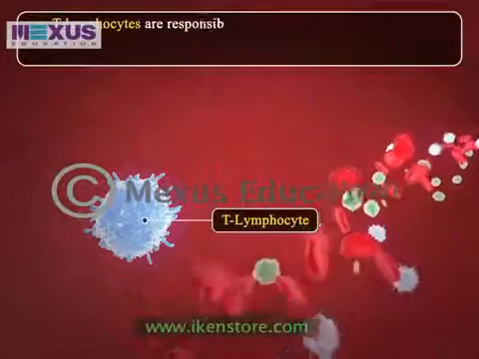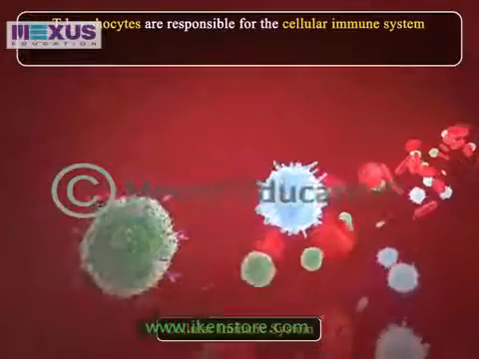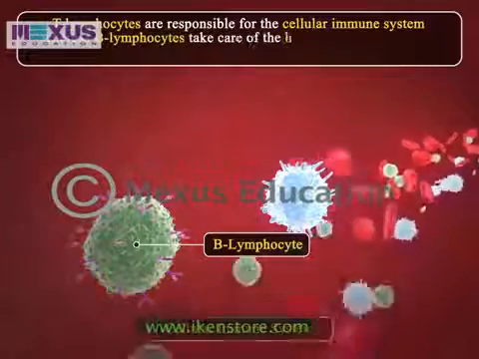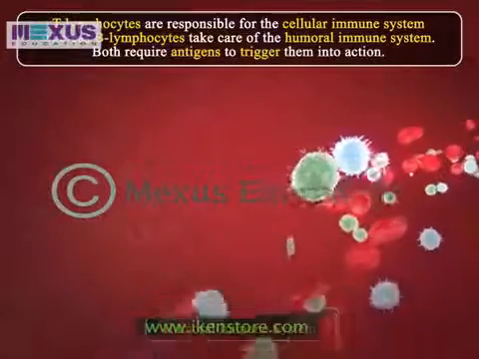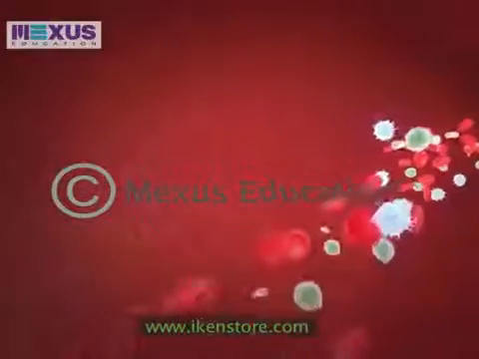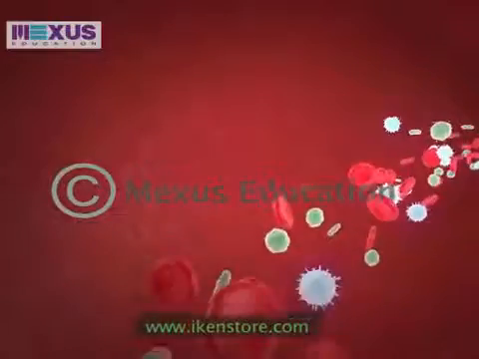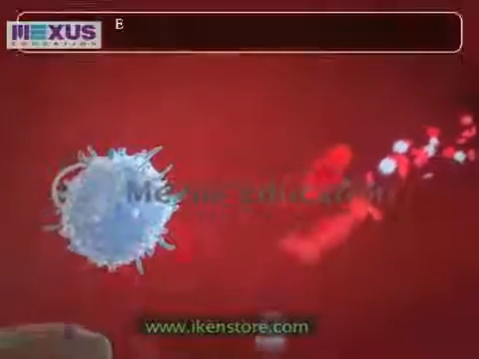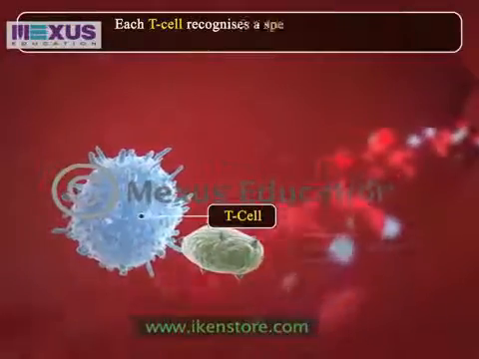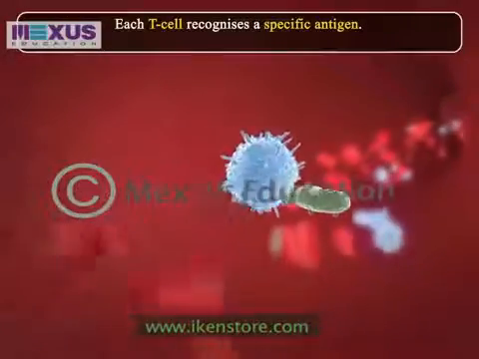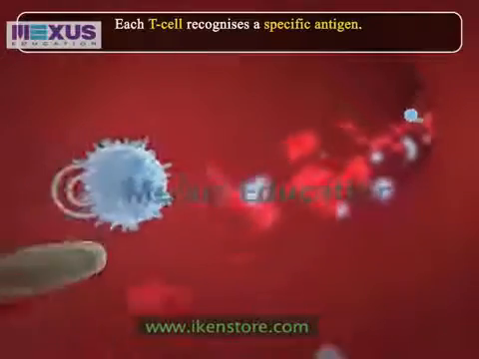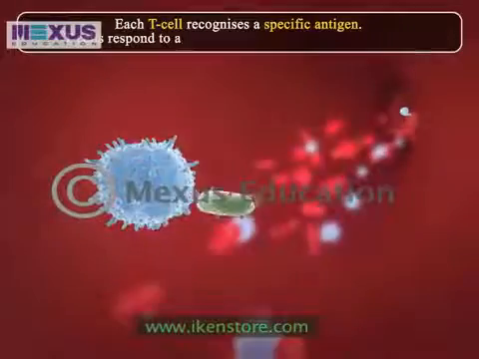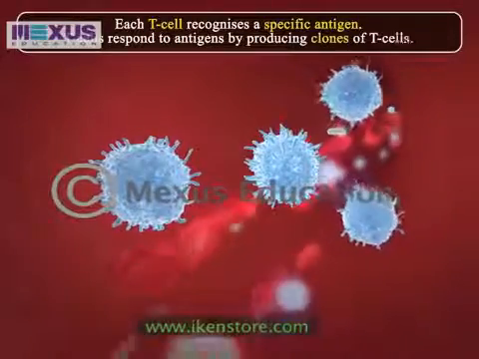T lymphocytes are responsible for the cellular immune system, whereas B lymphocytes take care of the humoral immune system. Both require antigens to trigger them into action. However, both cells respond differently to antigens. Each T cell recognizes a specific antigen. Hence, we find different T cells in the body for every antigen that it encounters. T cells respond to antigens by producing clones of T cells.